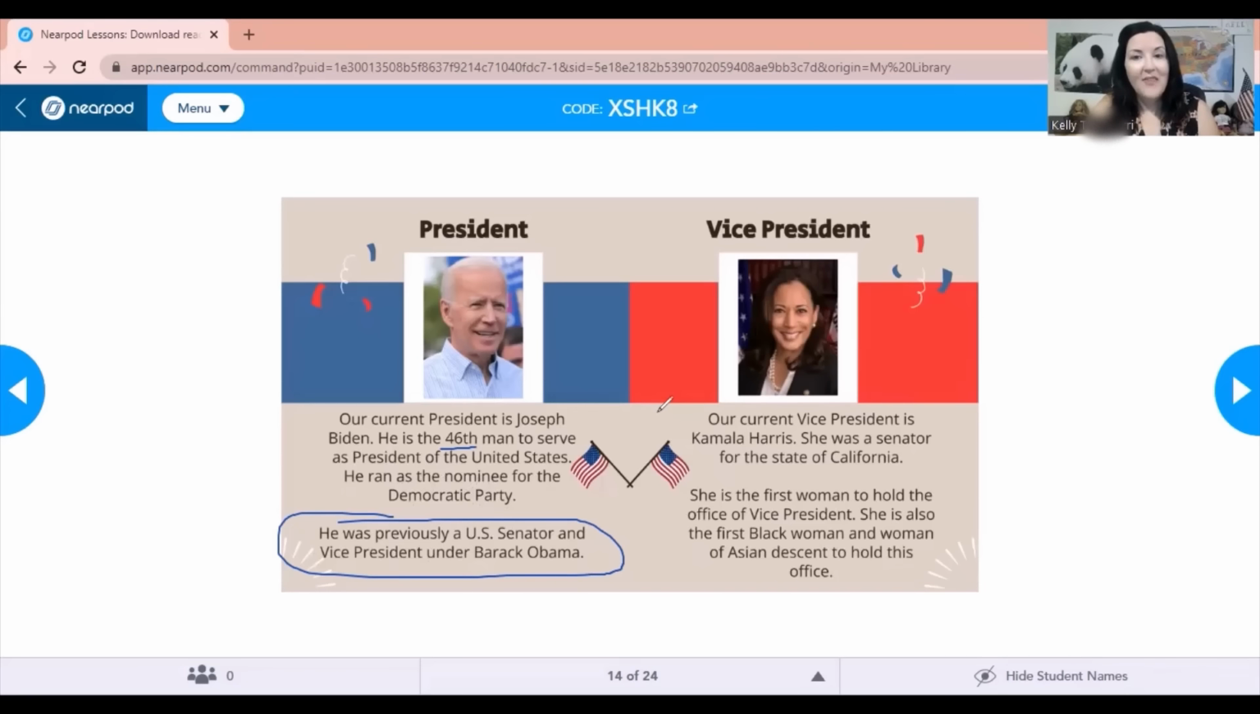Our current Vice President is Kamala Harris. She was a senator for the state of California. She is the first woman to hold the office of Vice President. She is also the first Black woman and woman of Asian descent to hold this office.